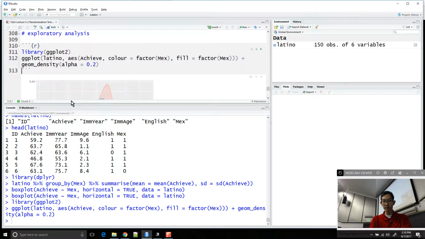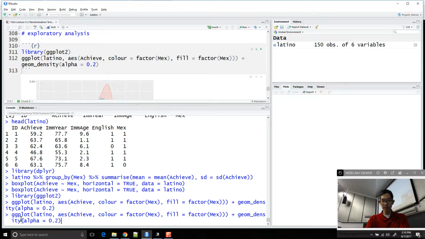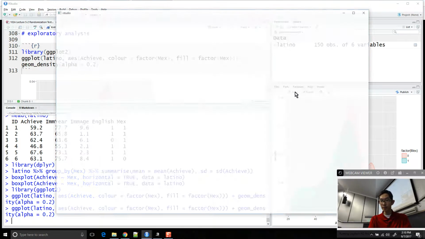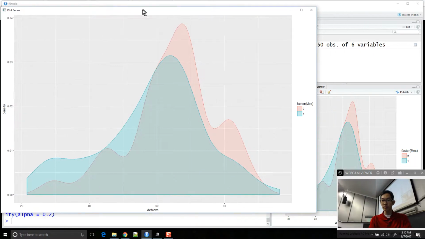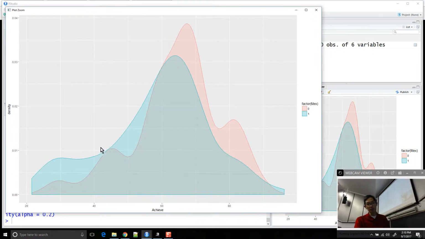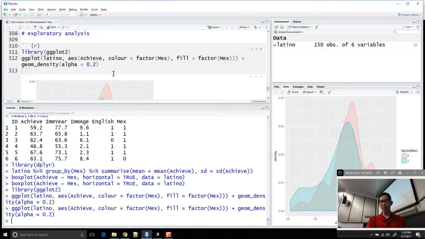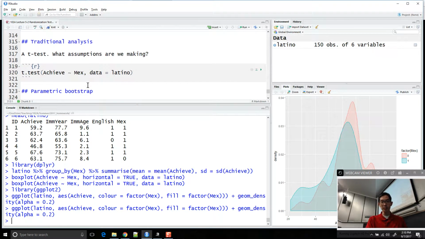So the green is from Mexico, and the red is those who are not from Mexico. Is there a difference between the educational achievement levels between these two groups? This is what we're looking at, and this is what we want to observe and try to answer using our Bootstrap tests.